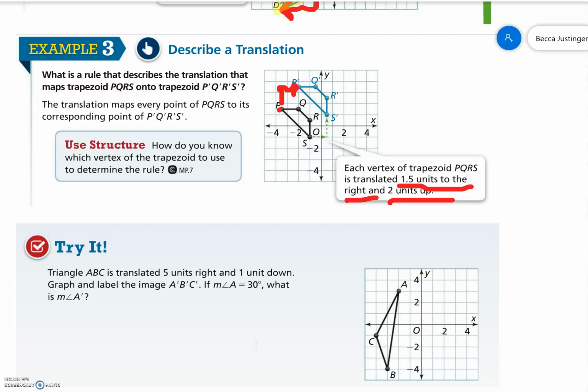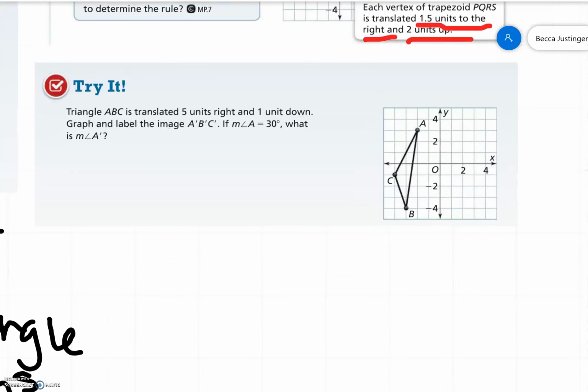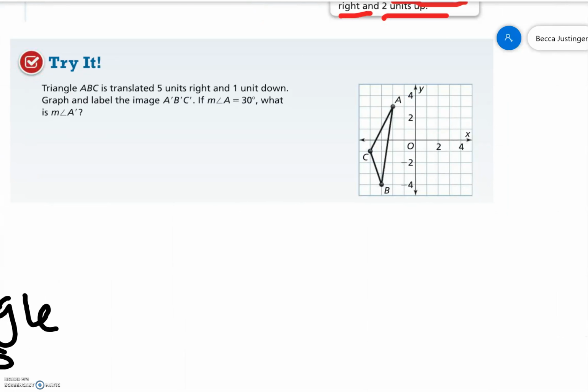All right, triangle ABC is translated 5 units right and 1 unit down. Graph and label the image of A prime, B prime, C prime. If measure of angle A is 30, what is the measure of angle A prime? So let's translate it first. So our rule is 5 units right and 1 unit down.